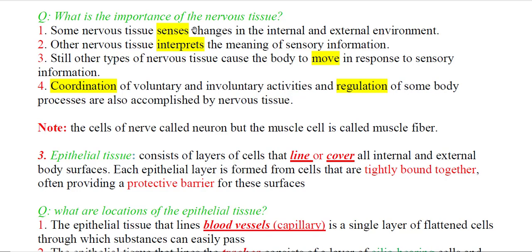Some nervous tissue senses change in the internal and external environment. So, without nervous tissue, the sensory organ is unable to detect external and internal stimuli or environment. So, the first function is specific for the sensory organs.